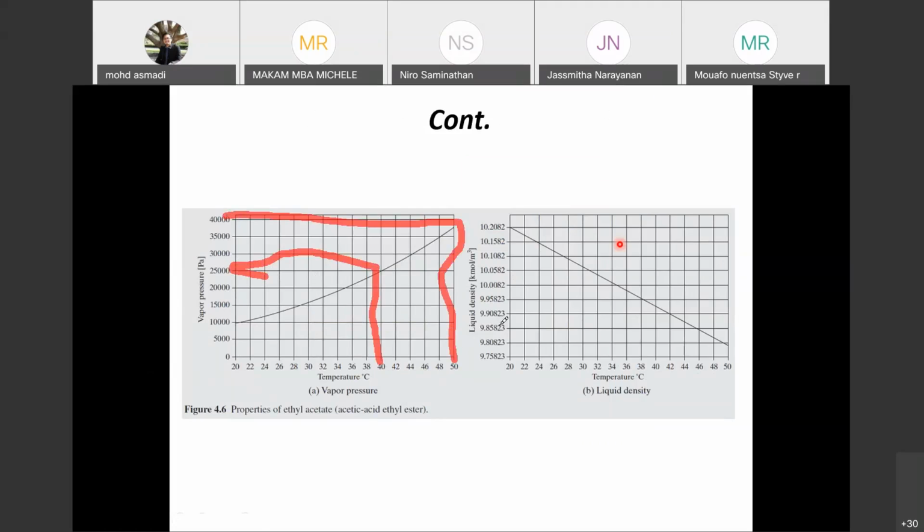How about the liquid density? Once you increase the temperature, the liquid density actually reduces linearly, for the ethyl acetate, or acetic acid ethyl ester. So we can predict that, rather than you doing all the experiments for each temperature, you can do this by using the software. So this is for the functional properties.